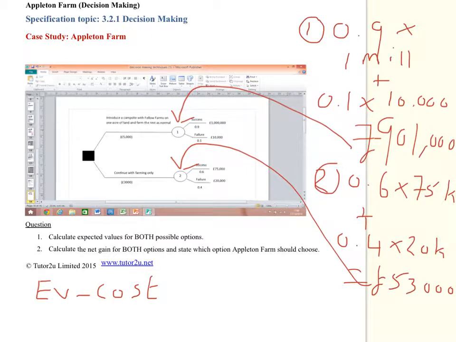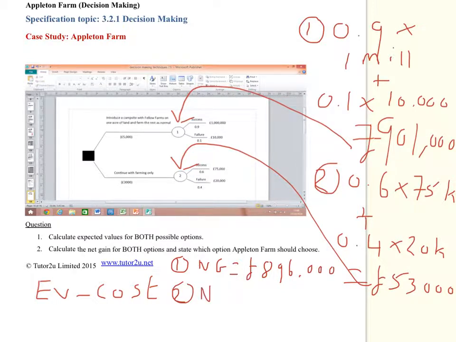The cost is located underneath the choice, or the possible choice. So the first one is simply 901,000, which is the EV, minus the 5,000, which gives us a net gain of 896,000. So we'll just record that. So number one, net gain is 896,000.